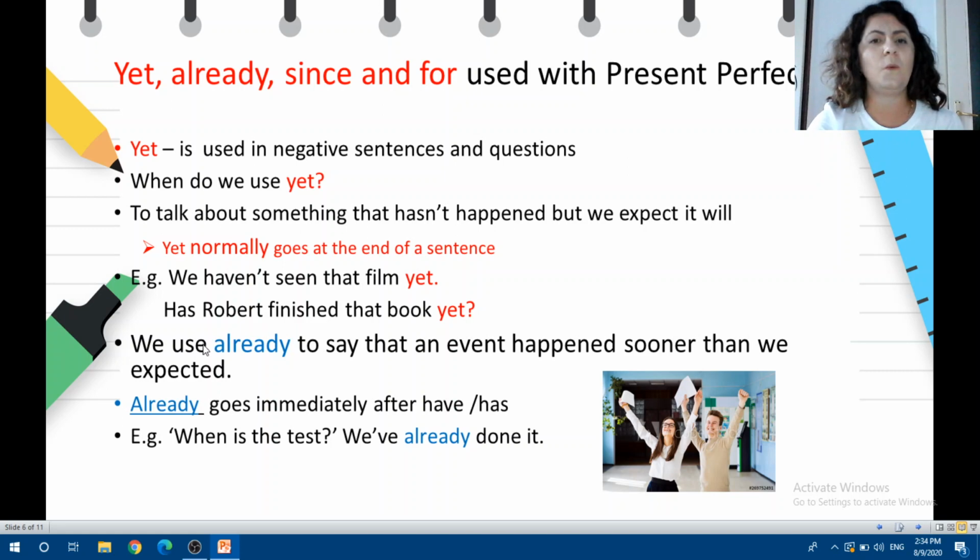Okay, when do we use already? Already is used to say that an event happened sooner than we expected. What position does it take in a sentence? Already goes immediately after have or has. Let's look at the example. When is the test? We have already done it.